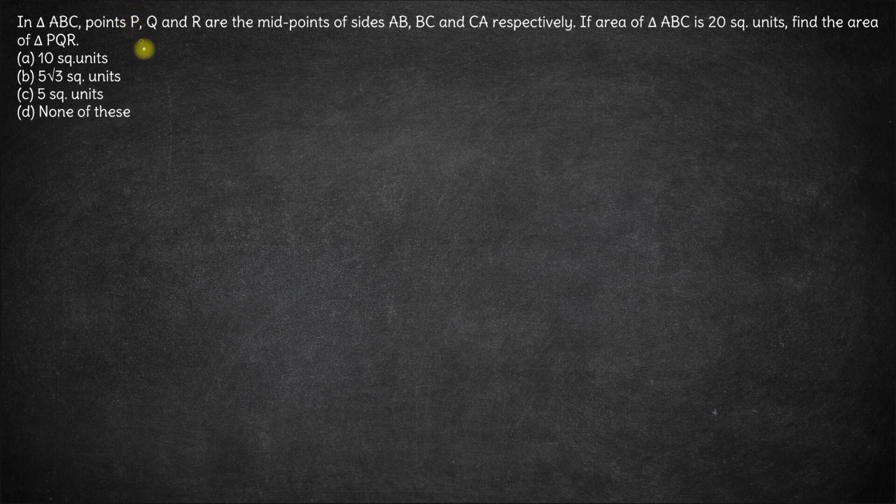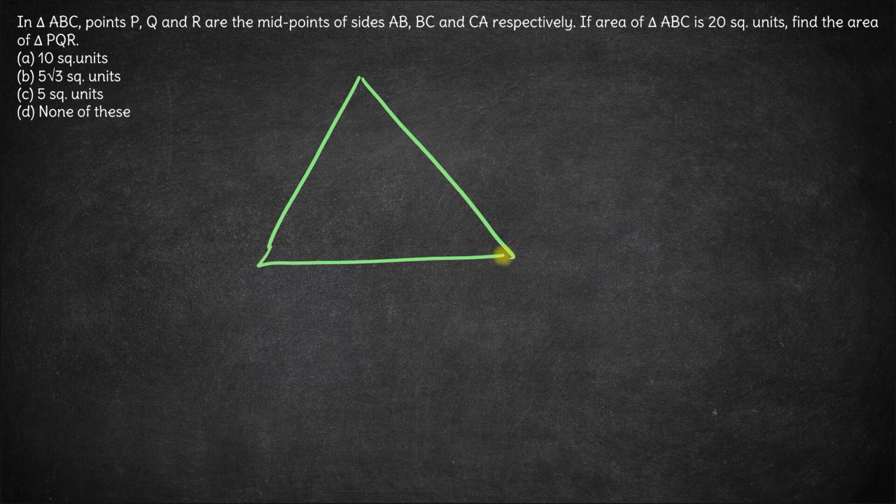Hi. In this question we have, if triangle ABC, so this is, let's say, triangle ABC, PQR are the midpoints of AB, this is Q, and this is R. That would not matter actually, but still. So PQR are the midpoints of sides AB, BC and CA, and we need to figure out the area of triangle PQR if area of the original triangle is 20.